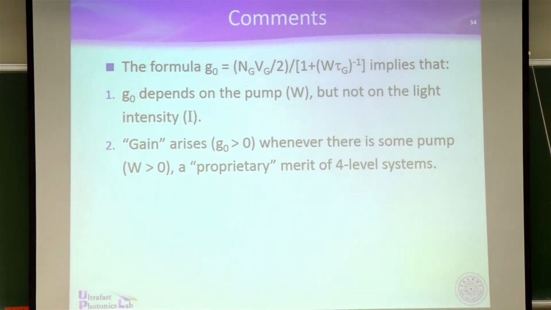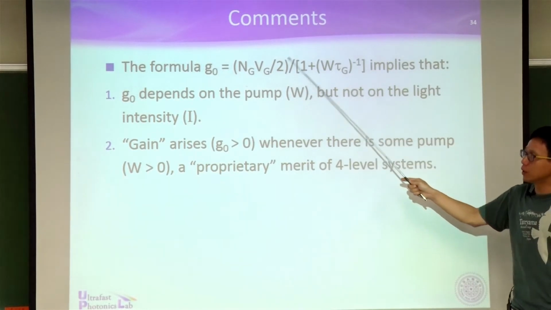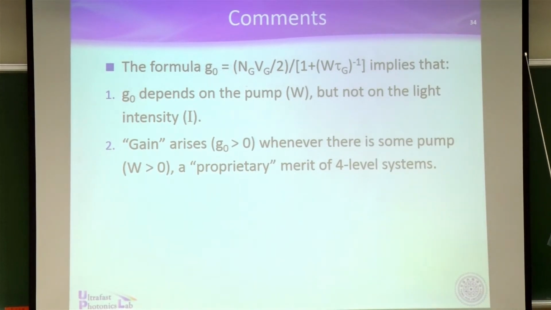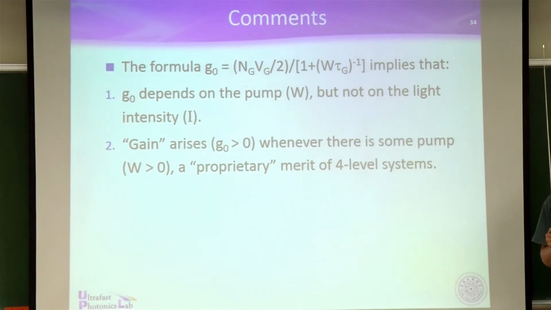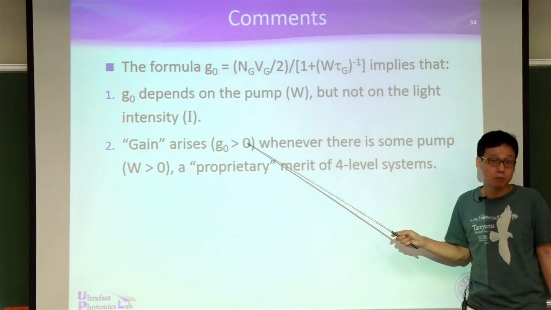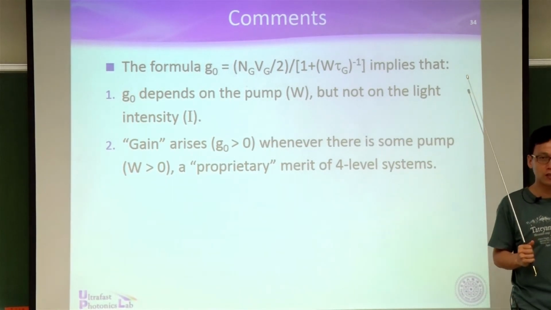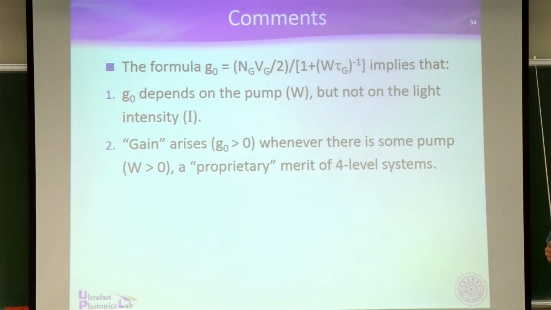If you are interested, you can analyze the corresponding formula for a three-level system. You will get a very different story, because in that case, pump has a threshold. Your pump has to be larger than some minimum number, then you will have non-zero gain. Before that, you will have negative gain. It's still loss. Here, I just skip the analysis of the three-level system. I just want to remind you, this is not always true. It only applies to four-level systems.